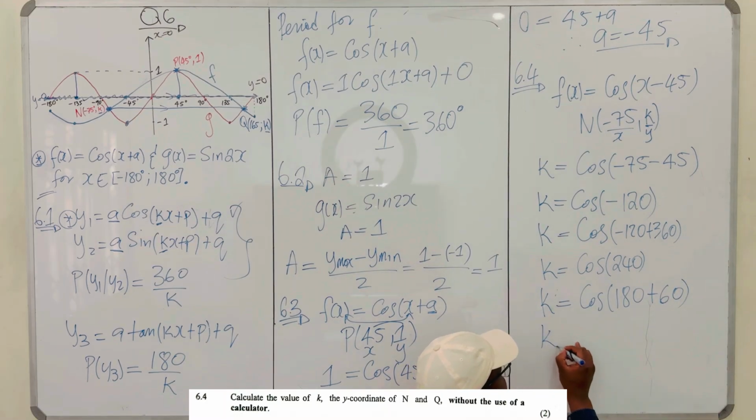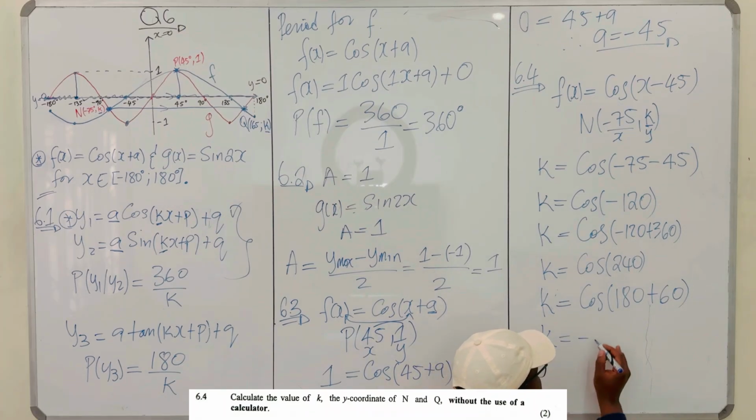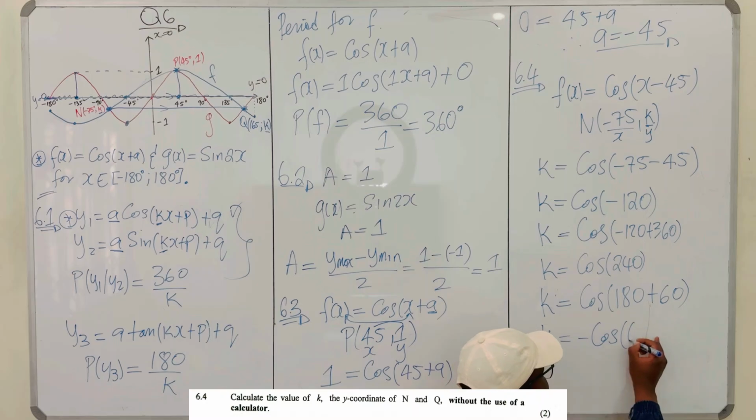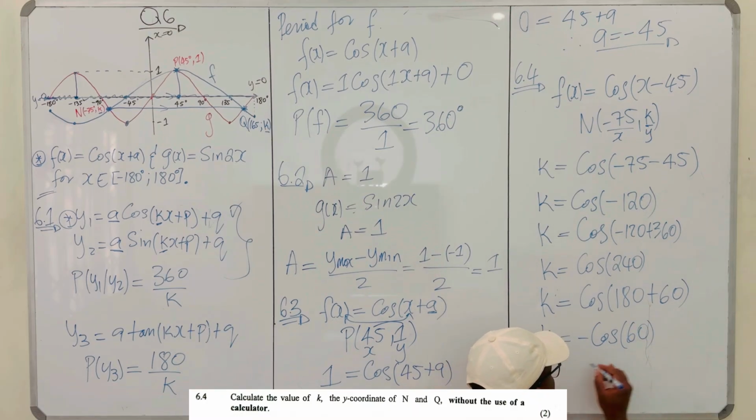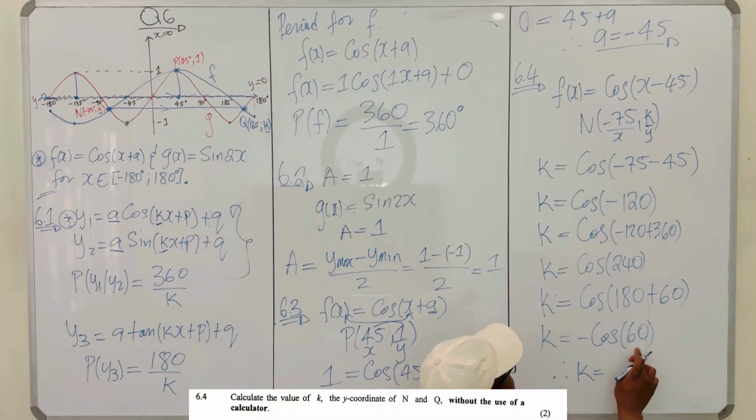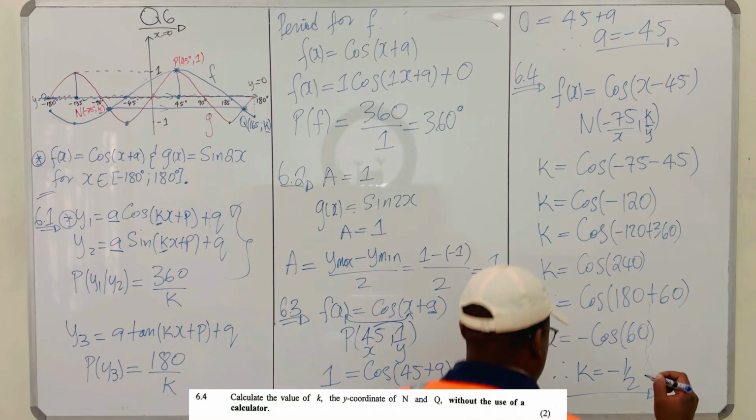Then when you get here, you ask yourself, where is 180 plus 60? It's in the third quadrant. What sign is cos there? Your cos is negative, so you get negative cos 60 degrees. And cos 60 degrees is equal to half, because 60 is a special angle. So your k is equal to negative half. Done here.